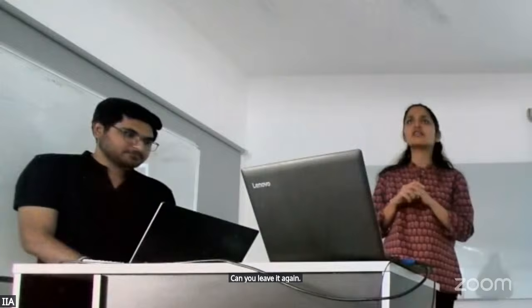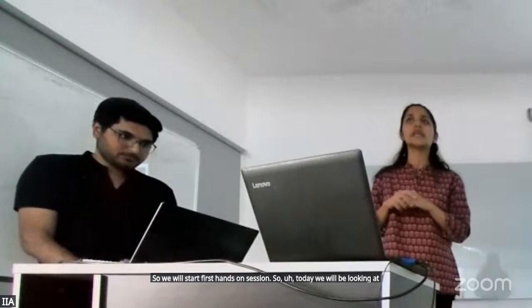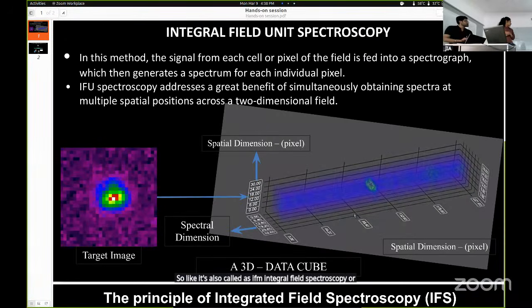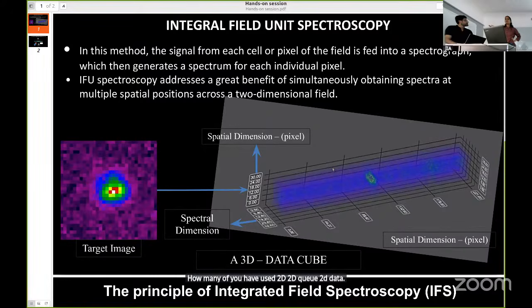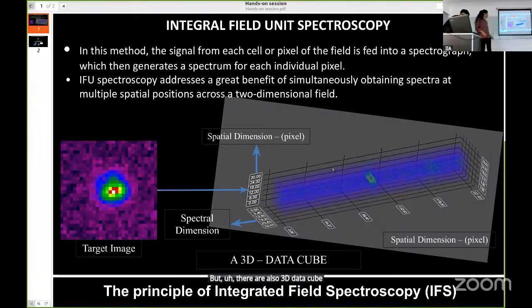So we will start the first hands-on session. Today we will be looking at a 3D data cube. It is also called IFU, integral field spectroscopy or unit. How many of you have used 3D data cubes? How many of you have used 2D data? Most of you might have used 2D data, right? Most of the FITS files are 2D. But there are also 3D data cubes, which also give the spectral information for each pixel.